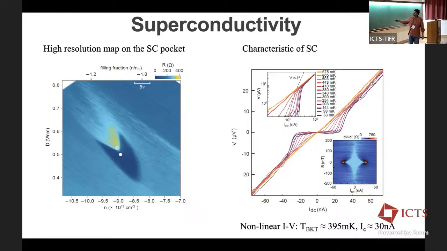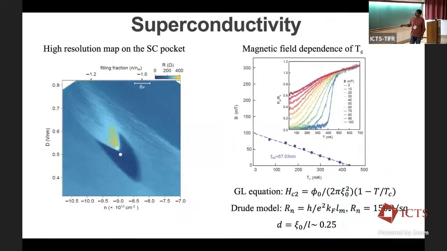Okay, so just to show you a few characteristics of superconductivity, you can see that there is a critical current. We also measured Fraunhofer patterns in this. You can measure the magnetic field dependence. So a very modest magnetic field, a few tens of millitesla, suppresses this. So all good things for a superconductor. You can calculate a coherence length and a mean free path. And what you'll find is that this ratio, if you just do this from the magnetic field, is about 1/4.